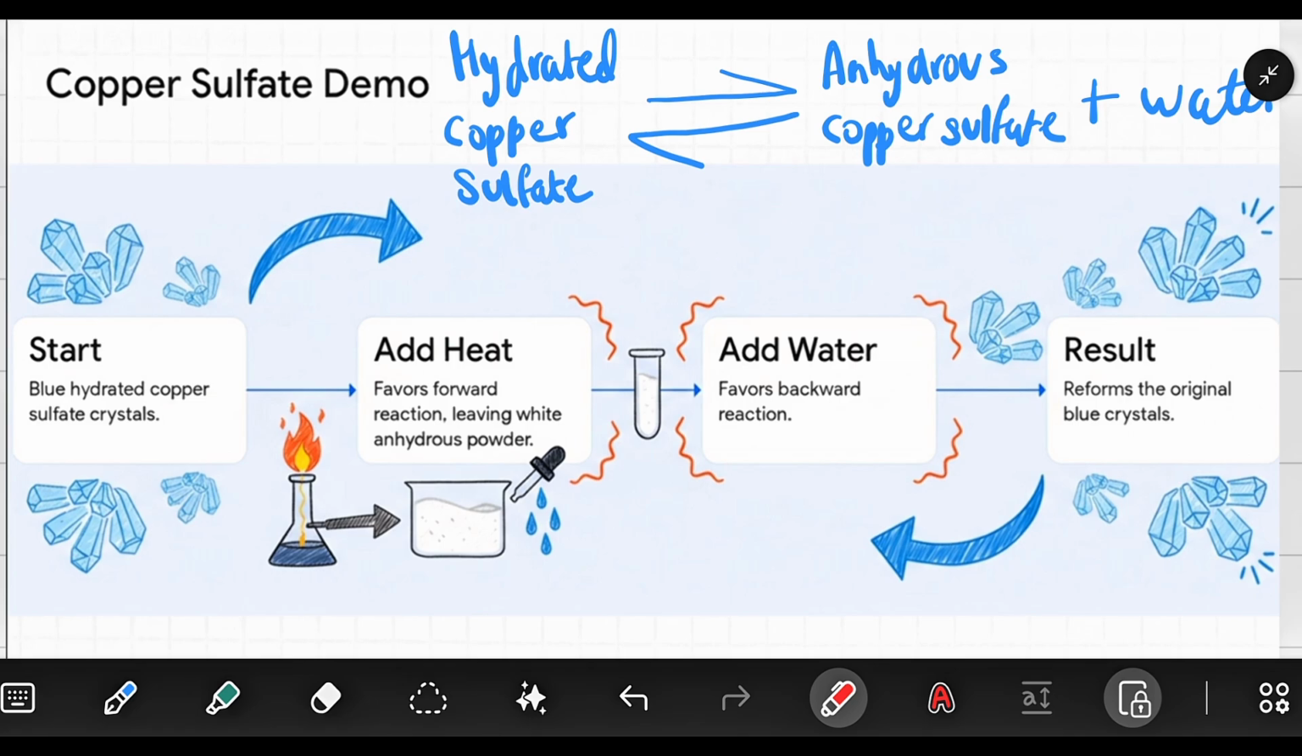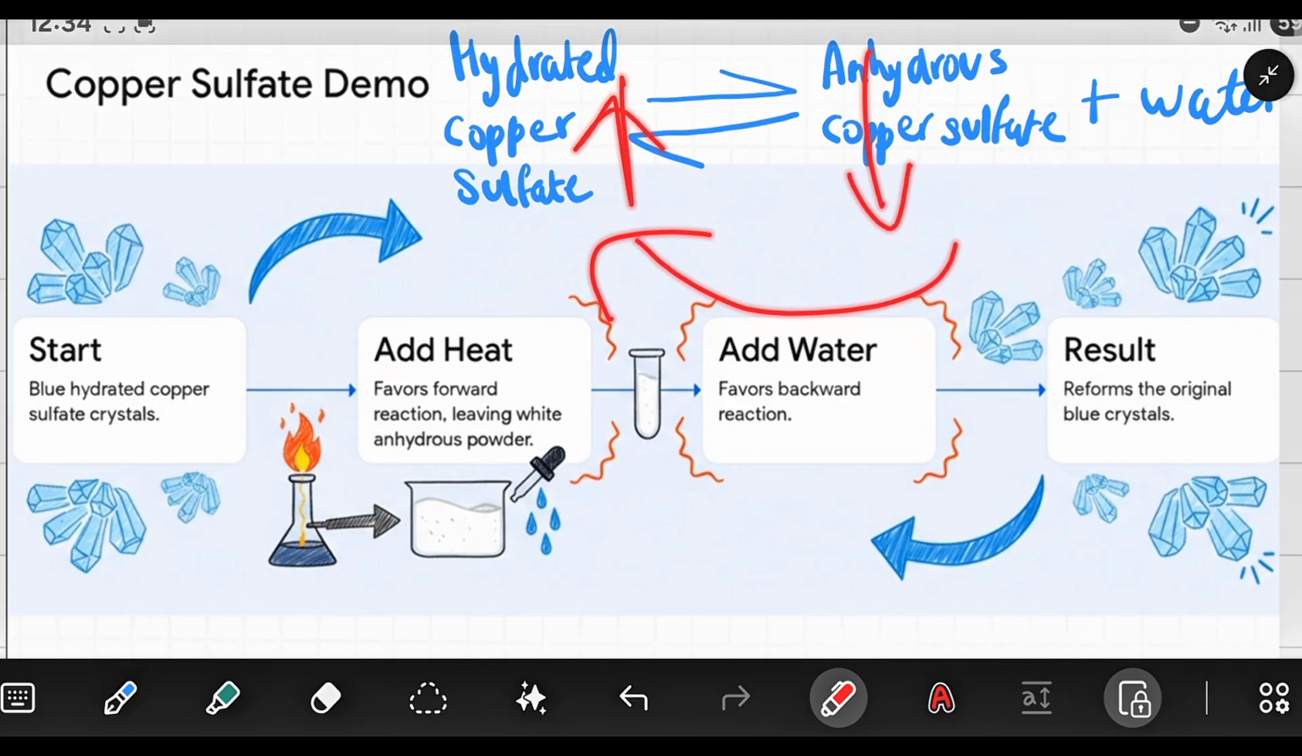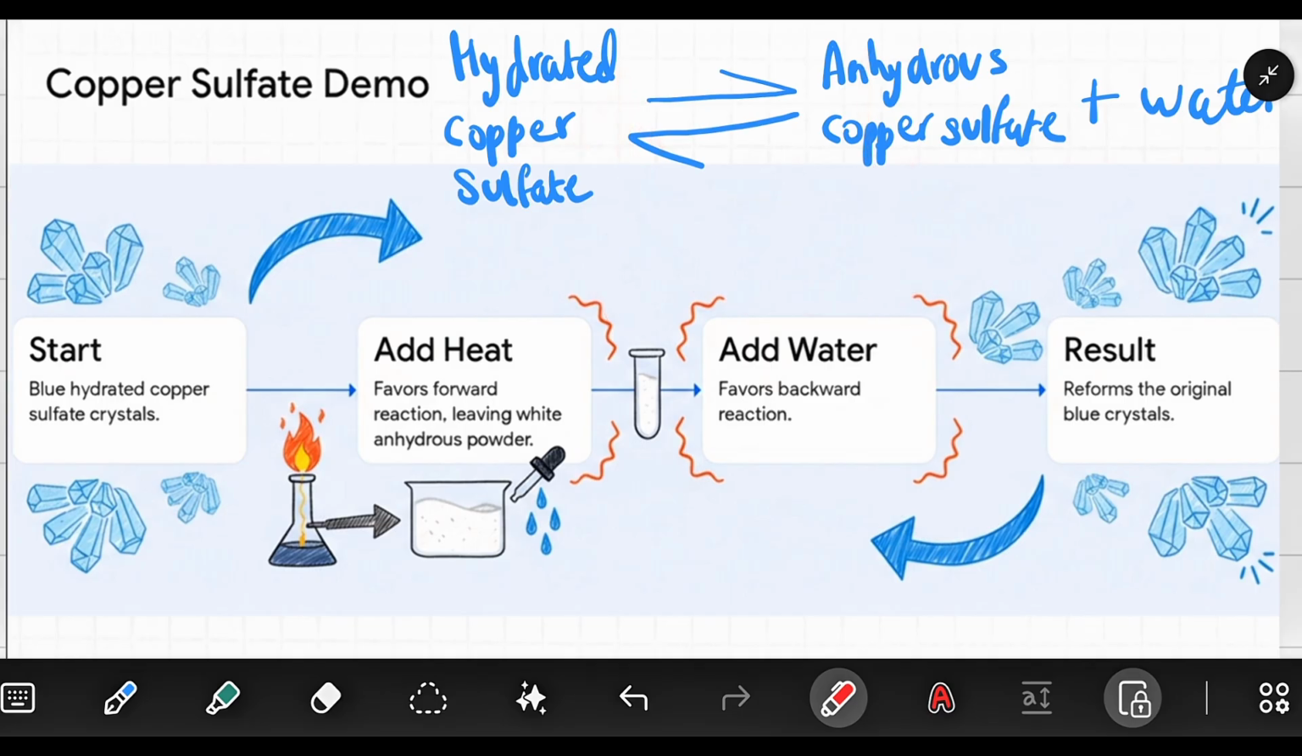Now, after the forward reaction has been completed, the backward reaction will start. So if we add some water to favor the backward reaction, the white anhydrous copper sulfate powder that was left would drive the backward reaction. So the equilibrium position will shift to the left as reactants are now increasing again and the products are now decreasing, right? So this would reform our blue crystals of the hydrated copper sulfate that we heated to form the anhydrous copper sulfate and water.